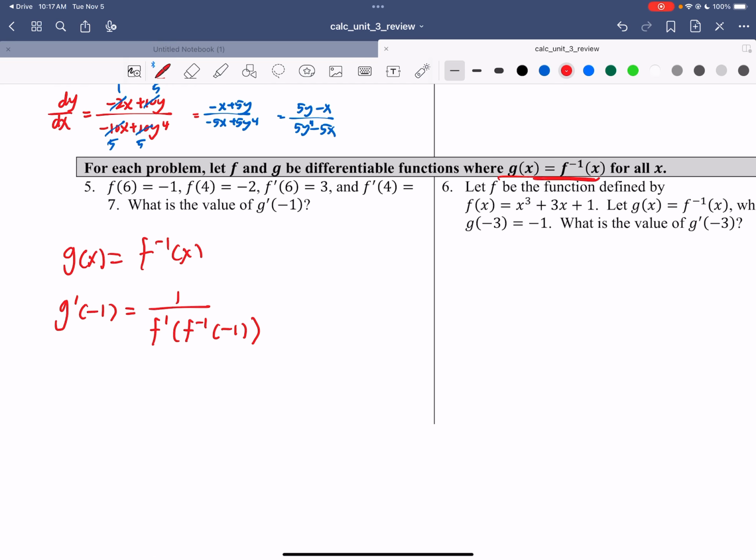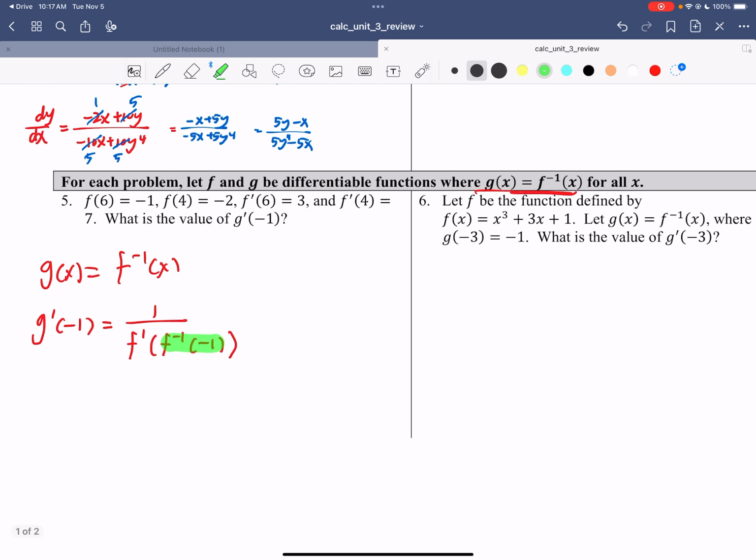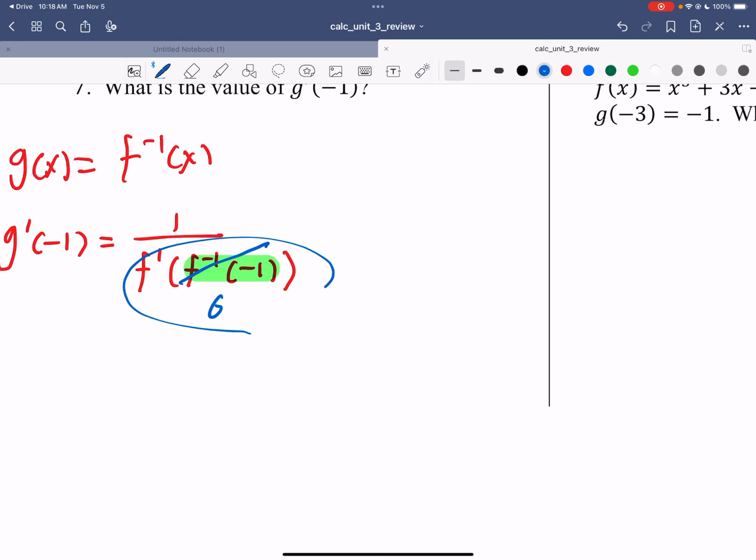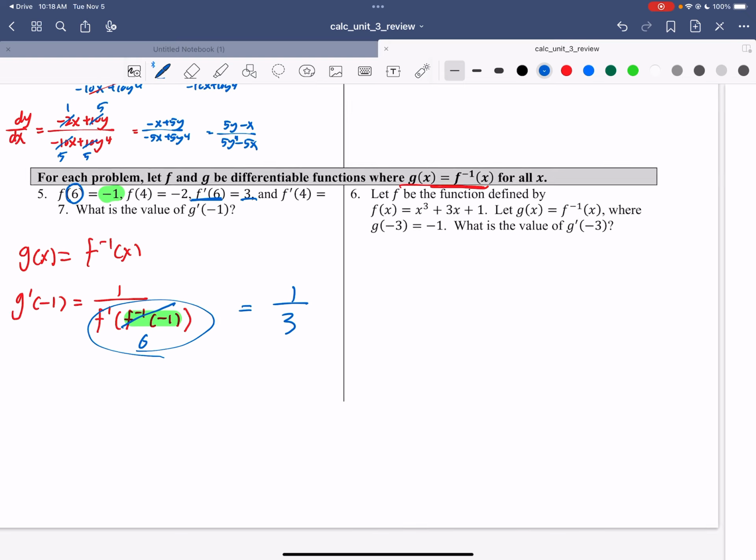So let's do it one by one. f inverse of negative 1. We have to find negative 1 from the y value of f. Do you see this one? Because it's inverse, 6 is going to be our inverse. So this is going to be 6. And f prime of 6 is equal to 3. So this whole thing in the bottom is going to be 3. All right, I hope it makes sense.